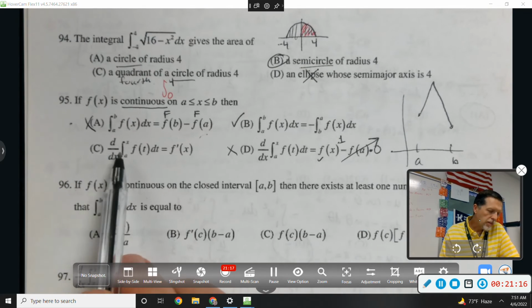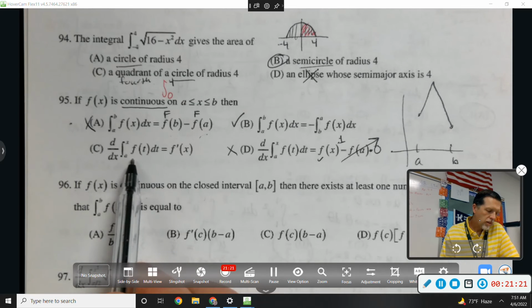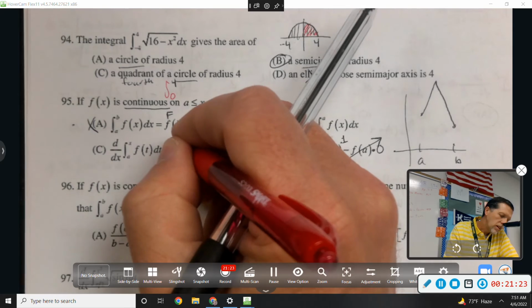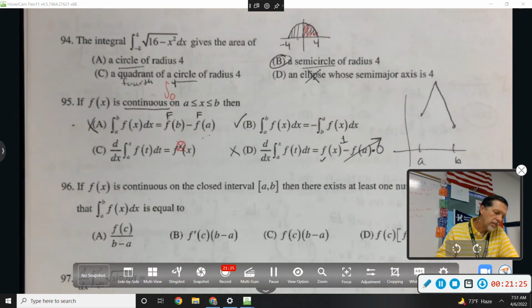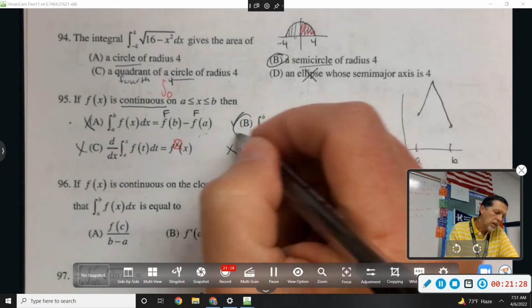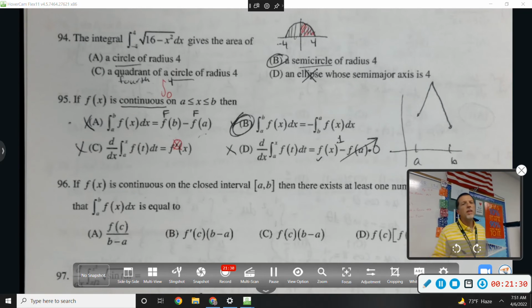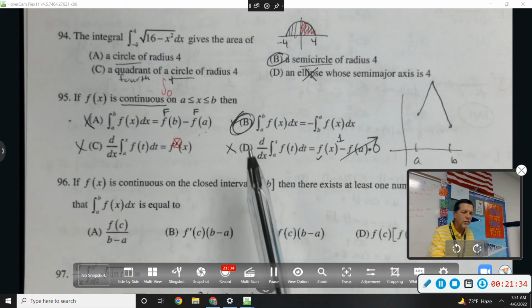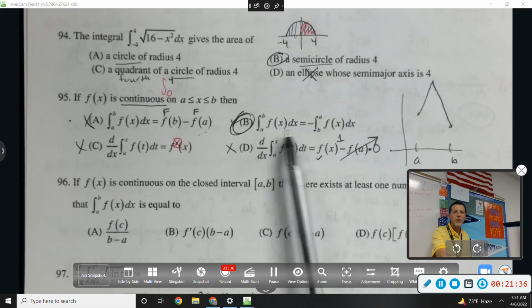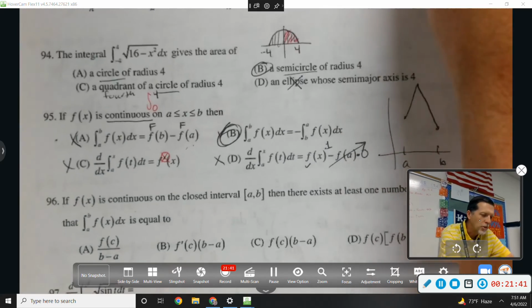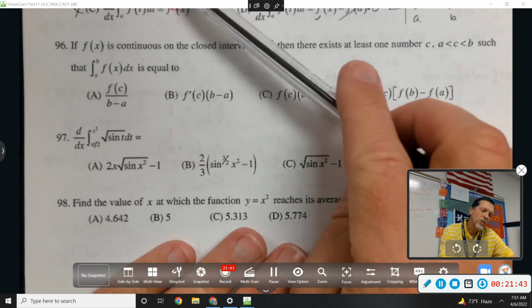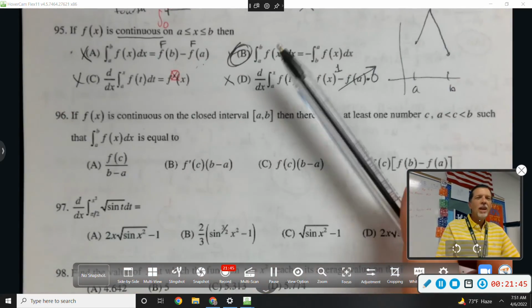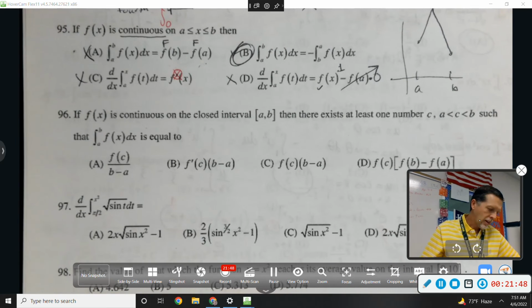C, the derivative of the integral should get us back to f. Oh, not f prime. So if they would throw that out, then C would have been correct. So it is B. I kind of like that one because the wrong answer choices were complicated, but the right answer choice was pretty simple. So hopefully you could get that one right. Even if you weren't sure exactly why A, C, and D were wrong, B looked pretty good.